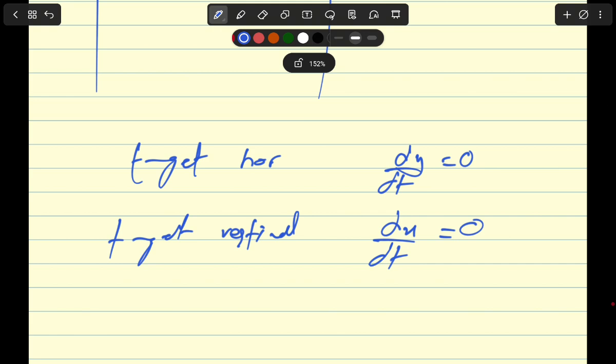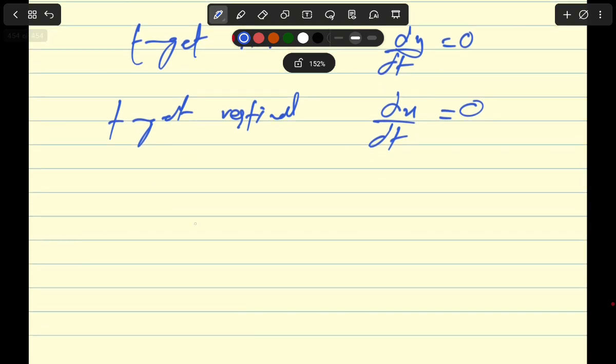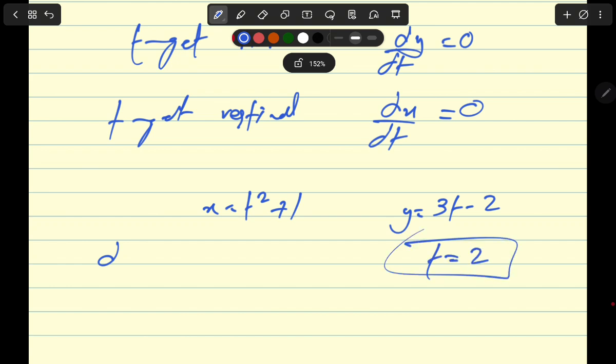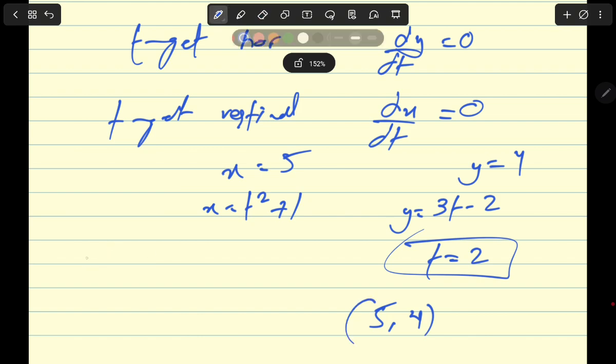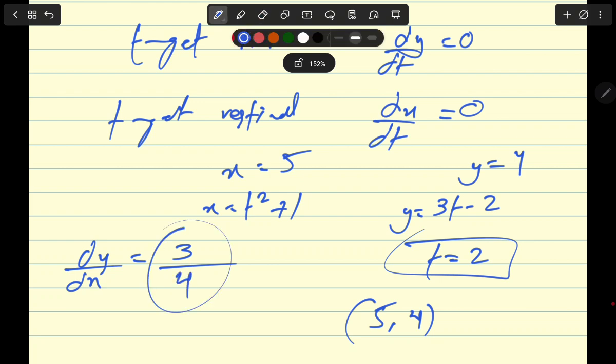Now, if you had to find the equation of a tangent for a curve when t is equal to 2, say x is equal to t squared plus 1 and y is equal to 3t minus 2. At t equal to 2, x is equal to 5 and y is equal to 4, right? So the coordinate at which this tangent occurs on this curve is (5, 4). dy by dx is going to be equal to what? dy by dt in the numerator, which is 3, and dx by dt in the denominator, which is 2t, and t is equal to 2, so this is 4. So the gradient is 3 upon 4.